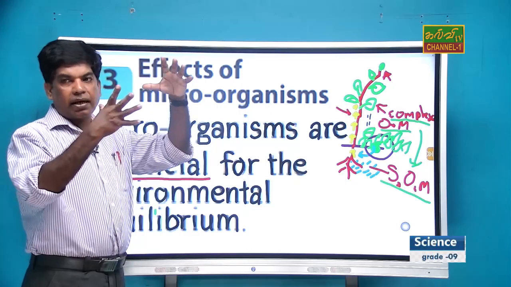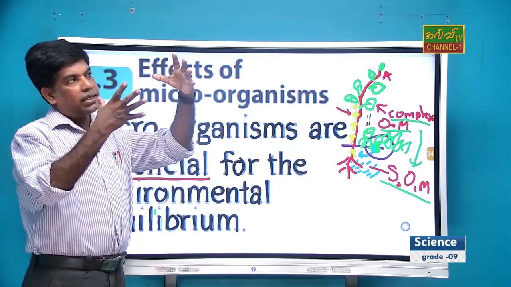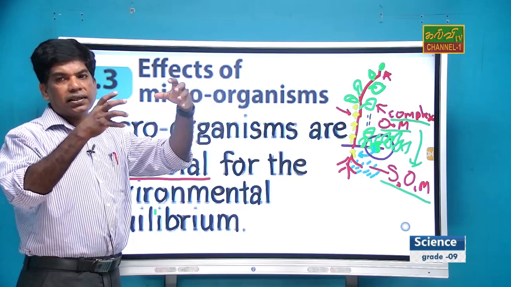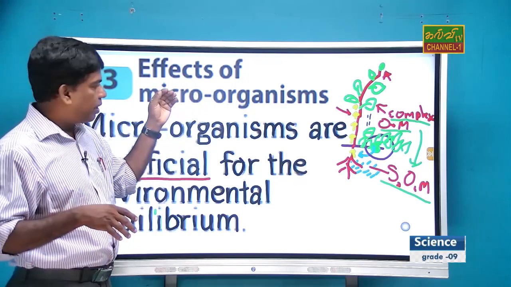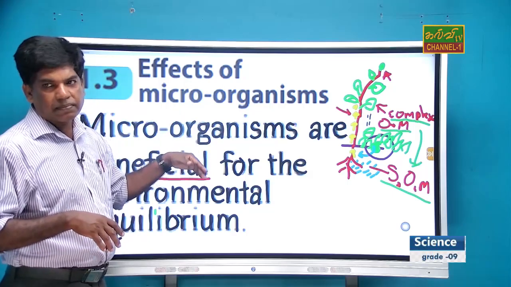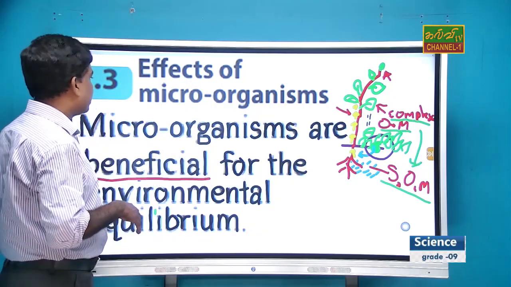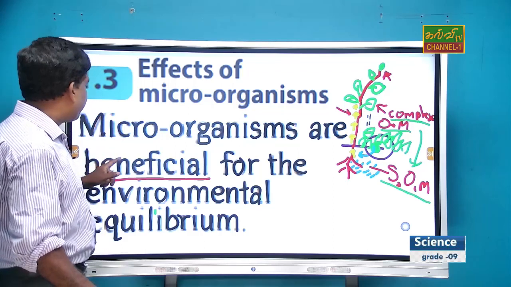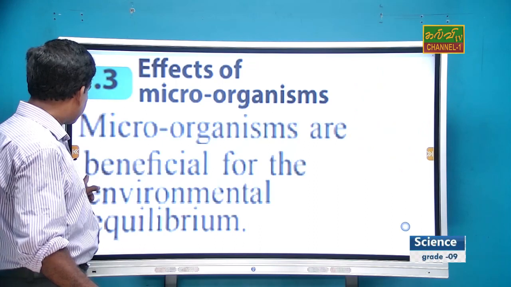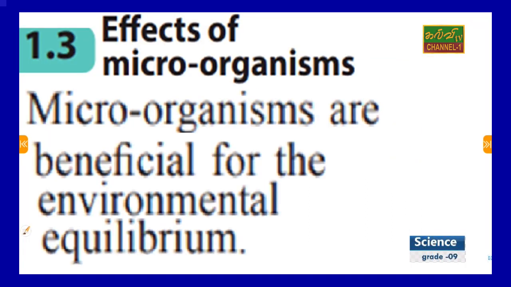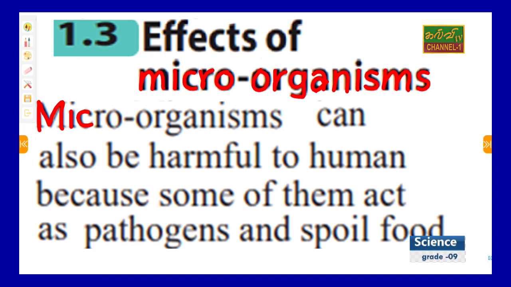The complex substances in our body have to be converted into simple substances. So the microorganisms help us. That is the reason they have mentioned microorganisms are beneficial for the environmental equilibrium. Right. We will go to the next slide. Effect of microorganisms. We already studied the equilibrium. It helps to keep the equilibrium of the environment.